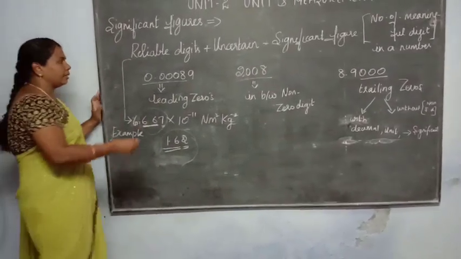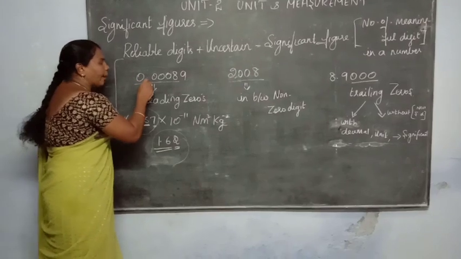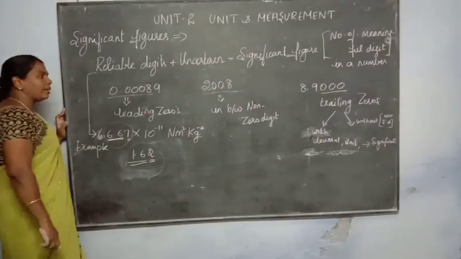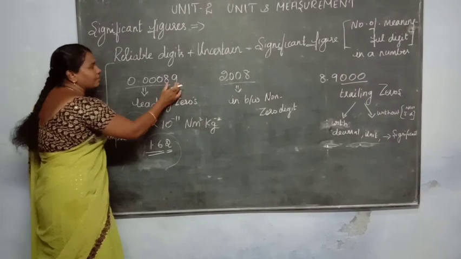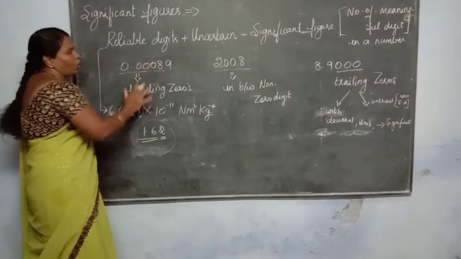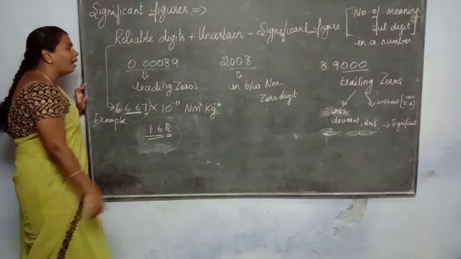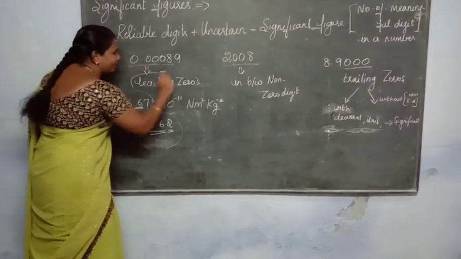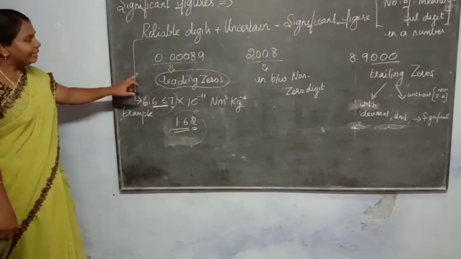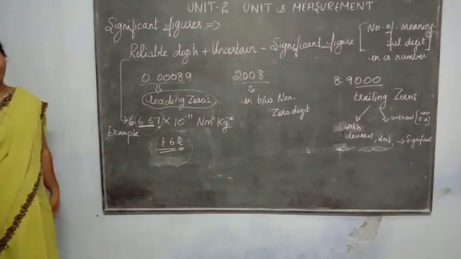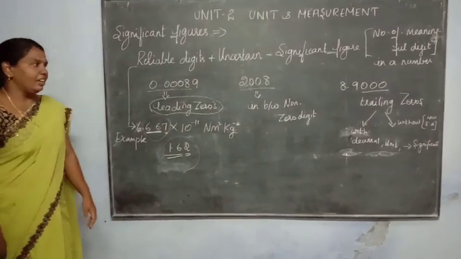Then another example, 0.0089. Here the non-zero numbers are preceded by some zero digits after the decimal. These zeros are called the leading zeros. The leading zeros are not significant.